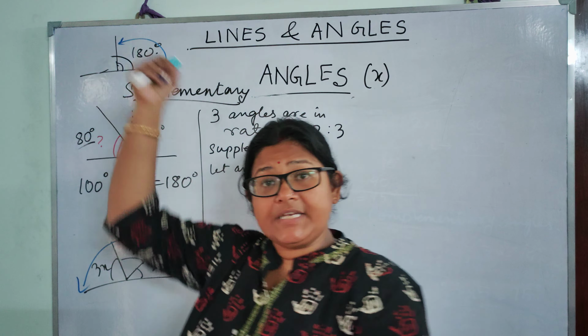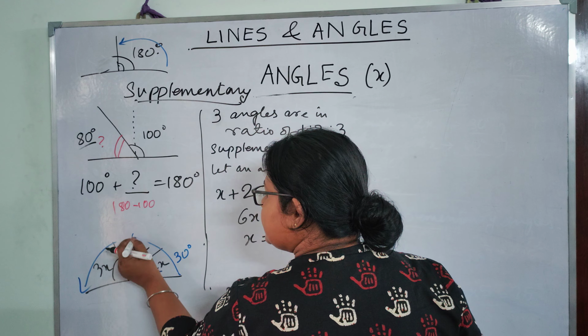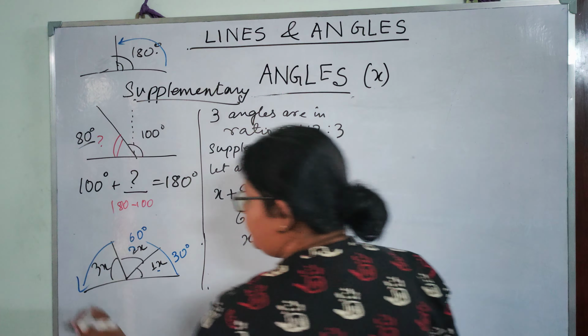You will calculate in the same format. 3 and 3 comes 6x is equal to 180 degrees. So my x will be 180 divided by 6. It will be coming as 30 degrees. So what do you think my angles are? My first one, 1x, is 30. So this is my 30 degrees. 2x, that means 2 into 30, right? 2 into 30 means 60 degrees. And what is 3 into 30? 3 into 30 means 90 degrees.